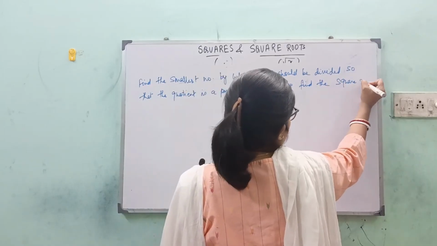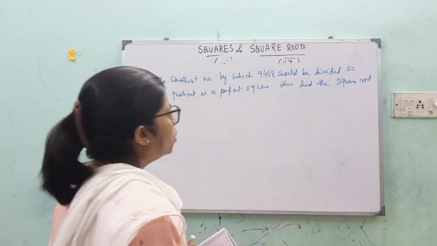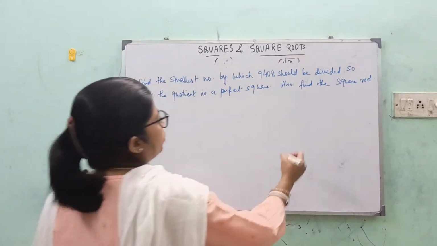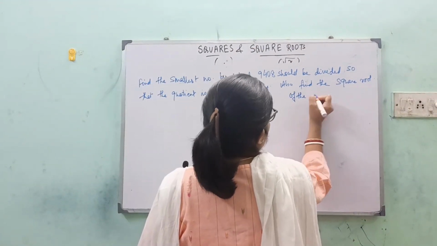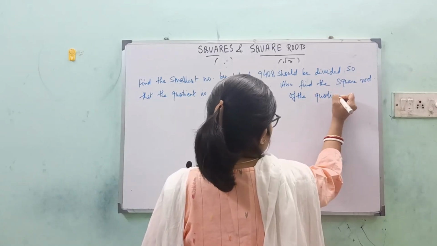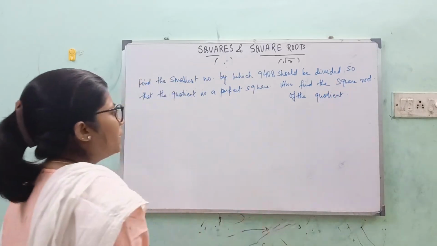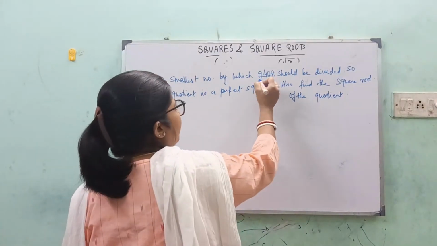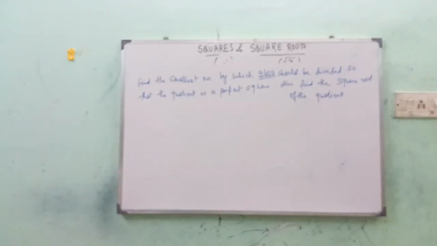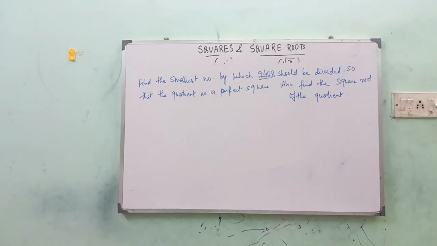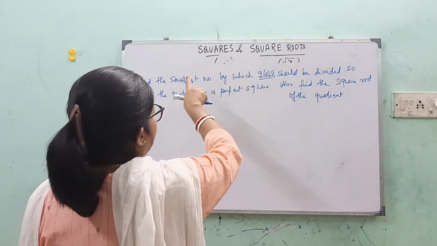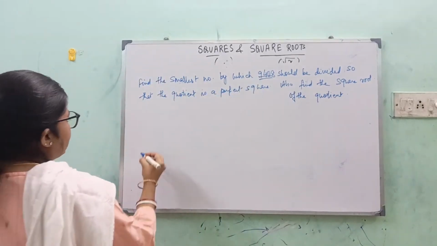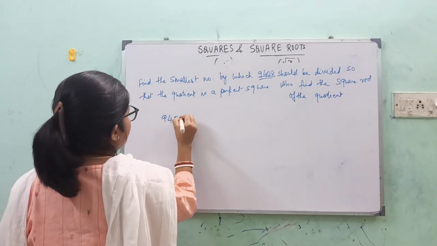Now what is square root? As and when we do the sum, I will discuss what is square root. Square root of the quotient. As we come to this part, I will discuss this one. So first is find the smallest number by which this should be divided. That means this number is not a perfect square. This has to be divided by some number so that the quotient becomes a perfect square. Then let us first check whether this number is a perfect square or not.